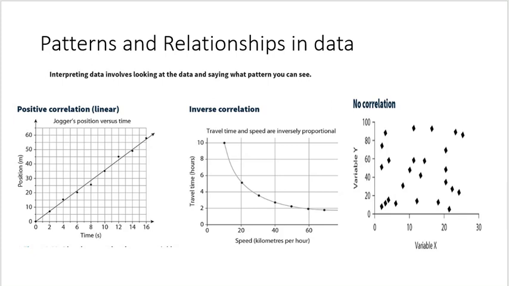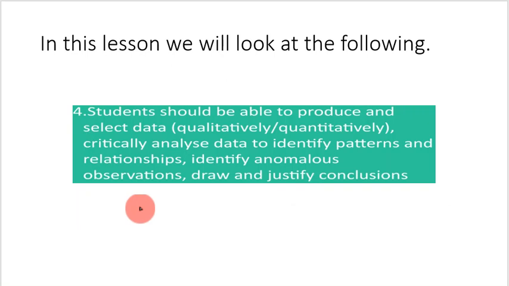So if we just go back, basically what we looked at is how students should be able to produce and select data. We looked at how we make data and how we can select data. We looked at qualitative and quantitative types of data. We looked at how data can be analyzed to identify patterns and relationships. We looked at what anomalies are. We looked at how data can be used to make observations and draw and justify conclusions as well. So that's an overview of what we mean by using data.